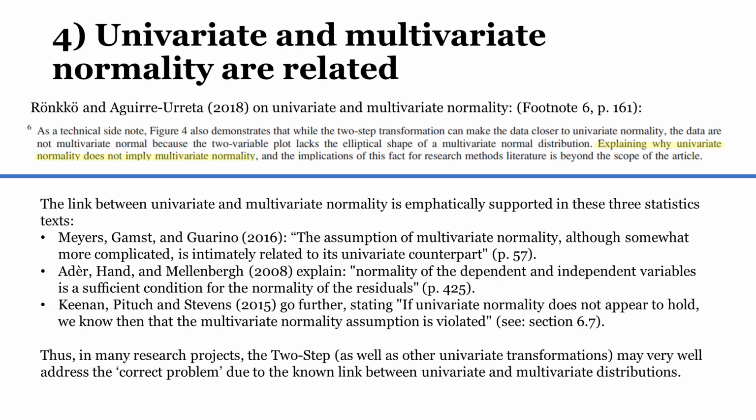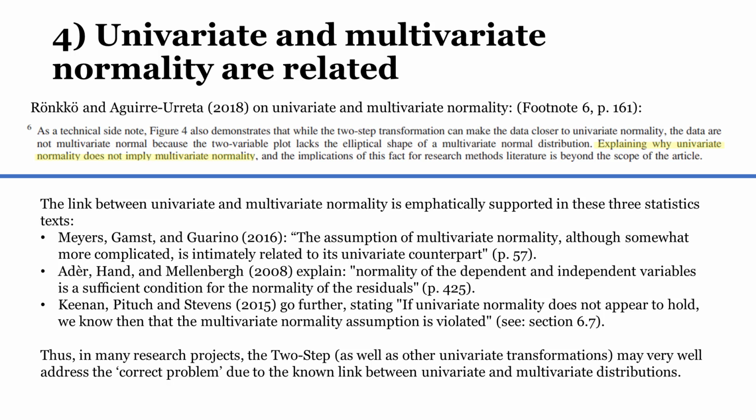In response to the fourth misunderstanding that we have identified, we argue that univariate and multivariate normality are related. The authors seem to argue that the two concepts are not associated. They allude to this when they say, quote, "A univariate normality does not imply multivariate normality," close quote, when in fact we found 3 textbooks on statistics saying the opposite.